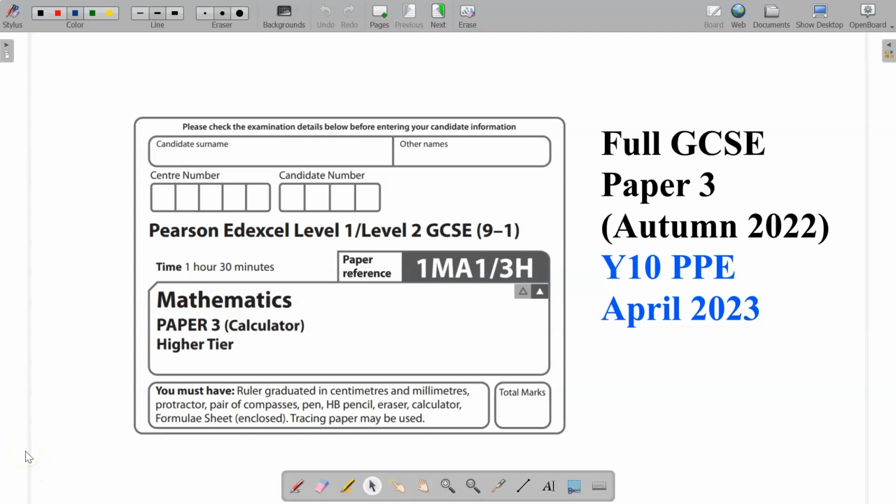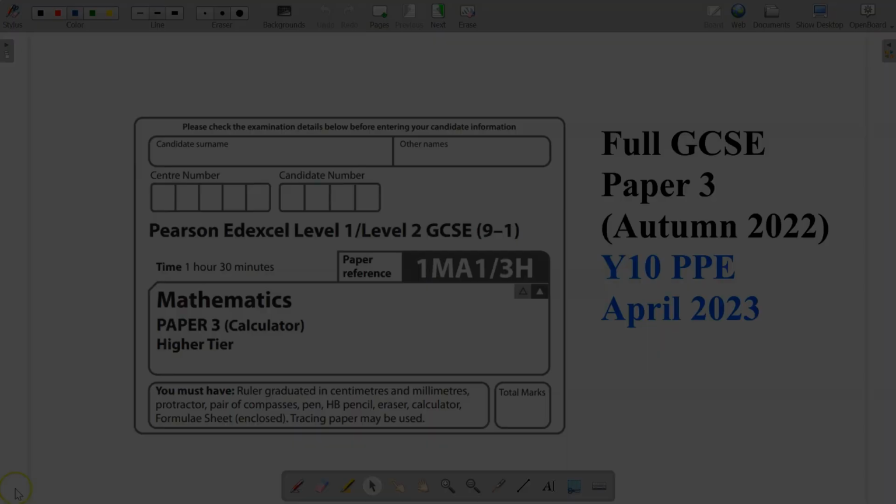This is a full GCSE Paper 3 from the Autumn 2022 series. So it's a calculator paper and it was used for the Year 10 PPE in April 2023.